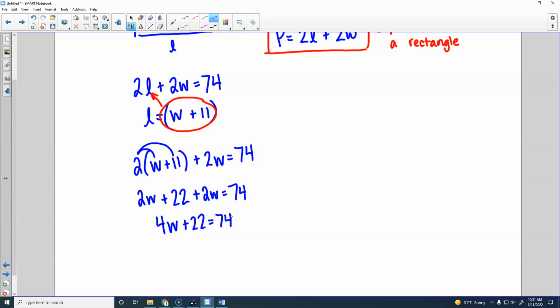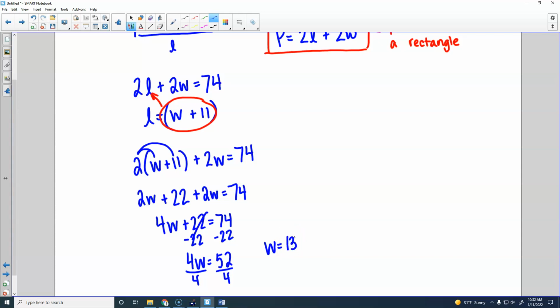Very good. What next? And then you'll subtract 22. So 4W is going to equal 52. And you divide that. We'll divide that by our 4. So W is going to equal 13. Alright, so our width is 13.